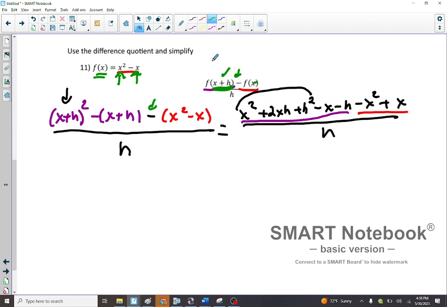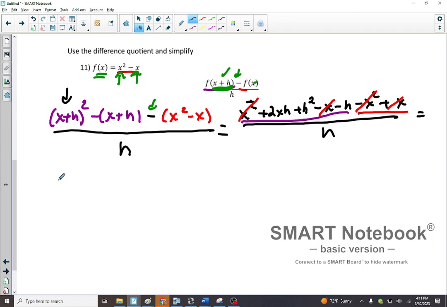Now I did all this work, like I just foiled it out. If I gave you it like this, anyone could have done it. It's just setting it up that is weird. Now, if we look, we have a negative x squared and an x squared. I can cross those out. I have a negative x and a plus x. I could cross those out. Is there anything else I could cross out? Not right now.